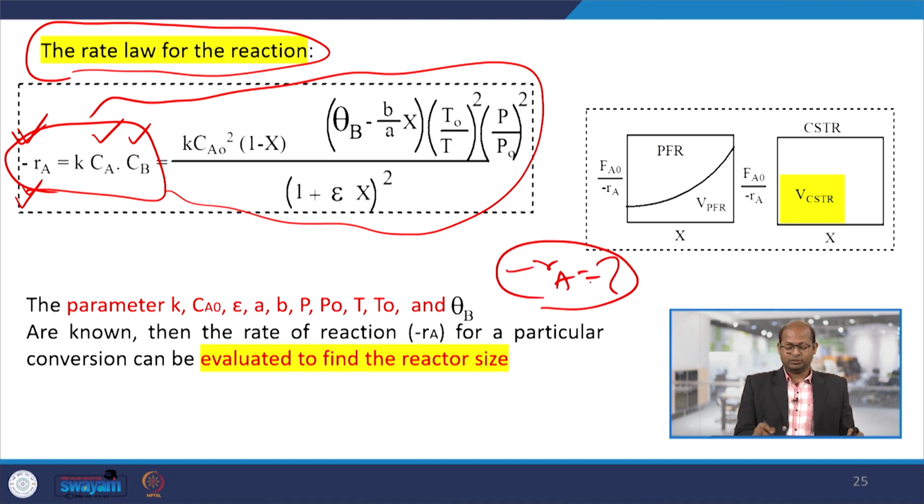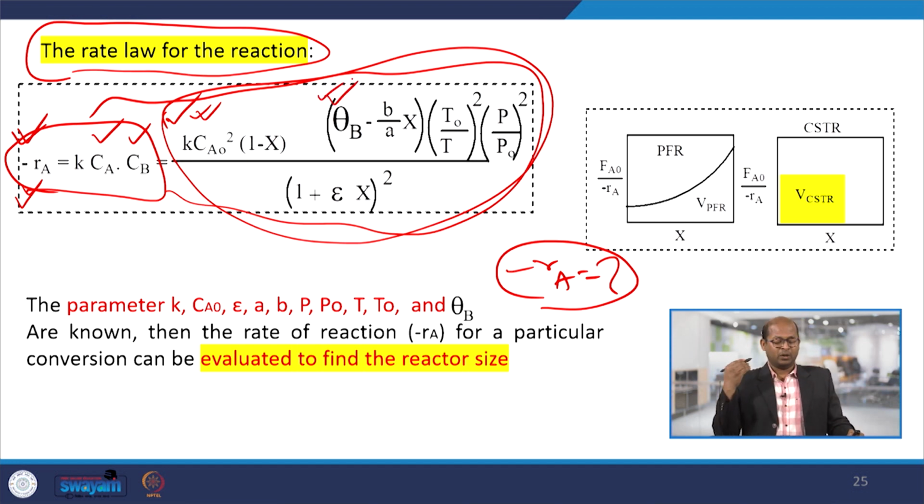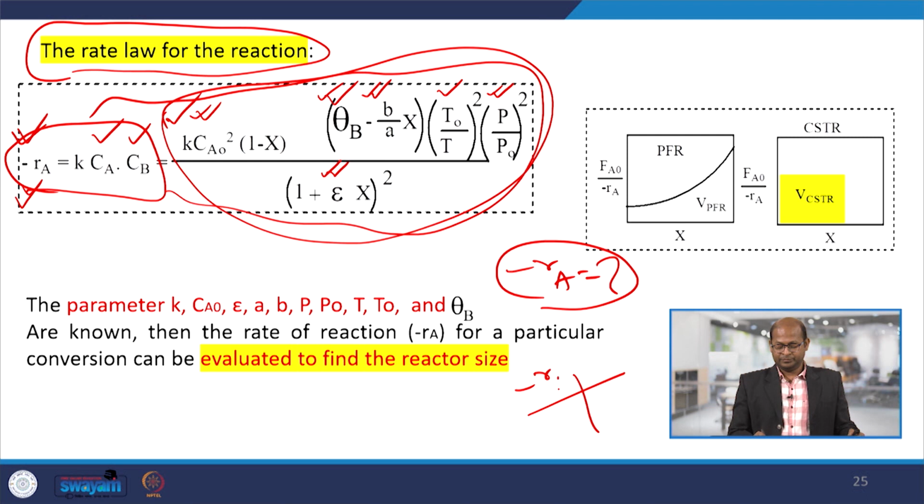By putting all these parameters on the right hand side, if we know the rate constant for this particular reaction, the initial concentration, theta b, that is the ratio of moles of component B to component A or the stoichiometric coefficient ratio, the initial and final temperature, the initial and final pressure if there are any changes, and the fractional volume change, then for a specified conversion we can develop this table.